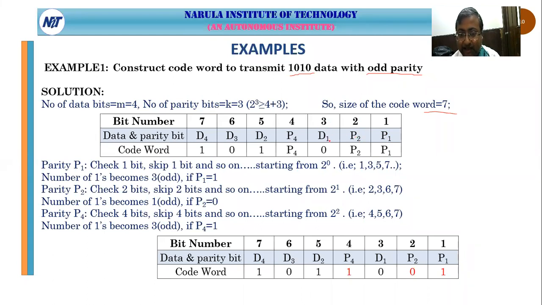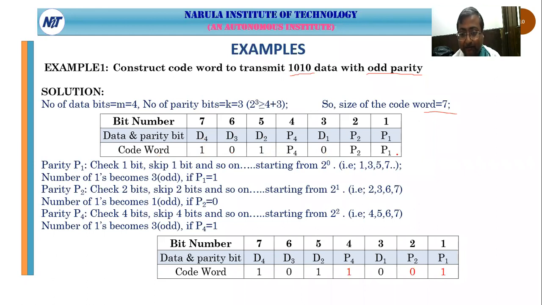The third bit position should be D1 because it is not in the form of 2 to the power of n. 4 is 2 to the power of 2, so P4 should be here. Then put D2, D3 and D4. So D1 is 0, D2 is 1, D3 is 0 and D4 is 1. So this is the total Hamming code word.